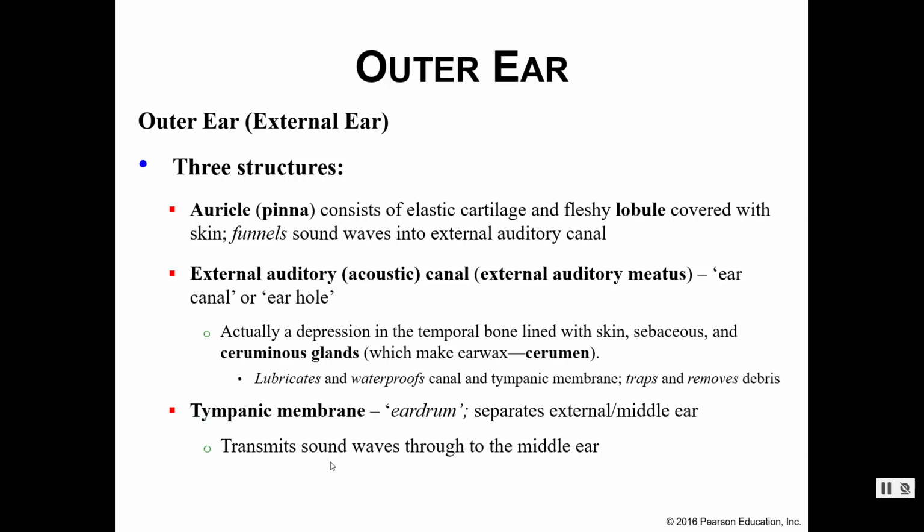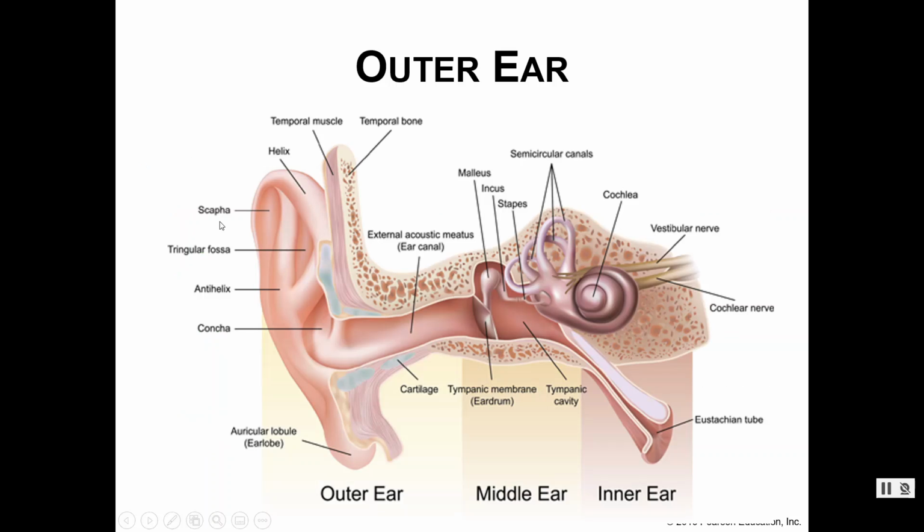Now, our third structure, tympanic membrane, eardrum. You probably know this as your eardrum. This is the separating line between your external and your middle ear, and it's actually how we transmit sound waves from the external ear into the middle ear. So if we look at our picture, this big elastic cartilagey part, that's your auricle or your pinna. You've got the little ear lobe or lobule at the bottom, all skin covered. We're going to funnel those sound waves into your canal, your external acoustic meatus, your ear canal, auditory canal, whatever you want to call it. And then we're going to hit that tympanic membrane, that eardrum.